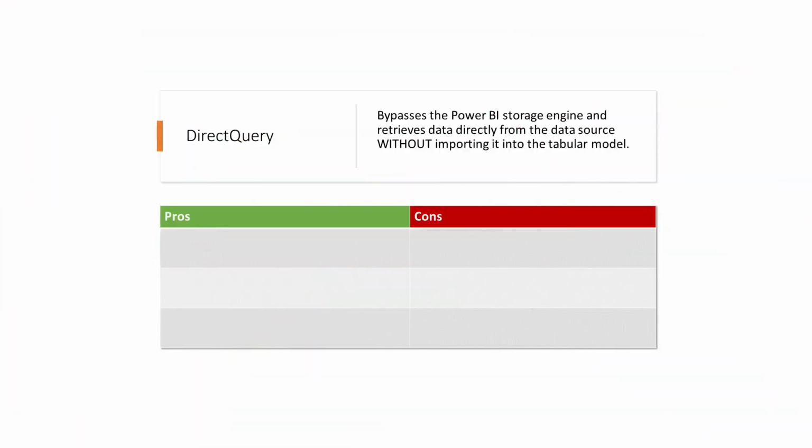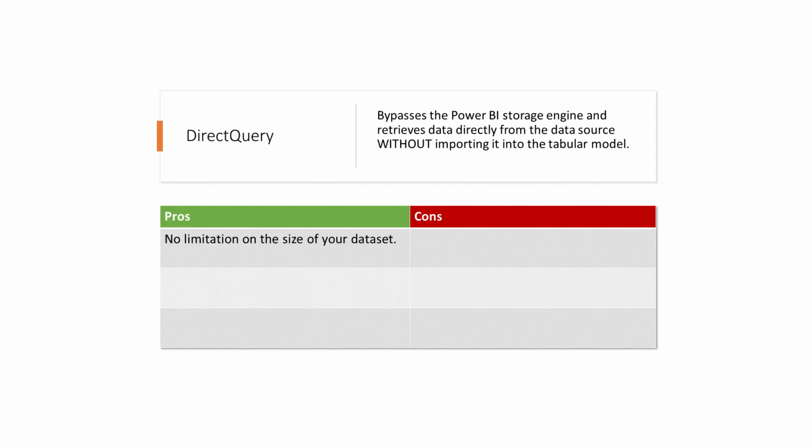But what happens when the data gets too big to fit into the storage engine? Or what if you're dealing with a situation where you might want to access data closer to real time rather than having to refresh the data set every time you want to get the latest information? Well, this is where other storage modes come into play. The main alternative to import mode is known as DirectQuery mode, and it works by bypassing the storage engine entirely and simply retrieving the data directly from the data source into the report. This has multiple effects on your data model.